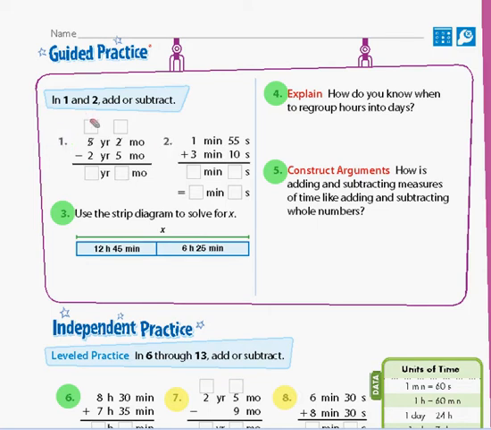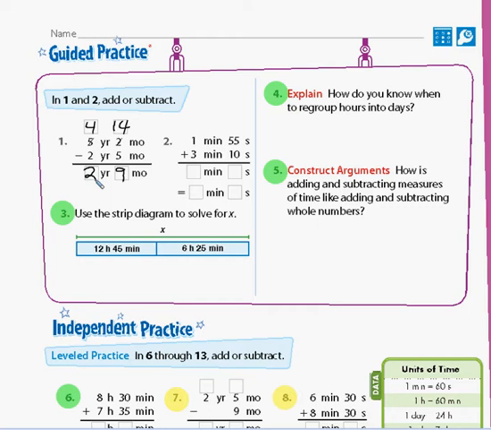So that's going to be 4 years. And when I regroup that, there's 12 months in a year. Normally when we regroup whole numbers, I would only be taking 1 away from that place value, but I'm taking 12, so that leaves me 14 months right there. So 5 from 14 is 9, so that's 9 months. Then 2 years from 4 years is 2 years. So 5 years, 2 months, subtract 2 years, 5 months is 2 years, 9 months.